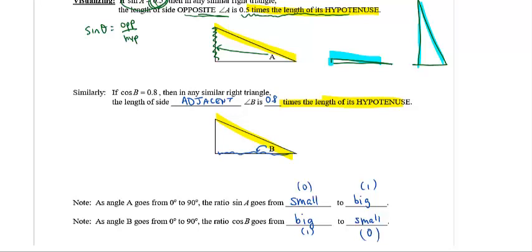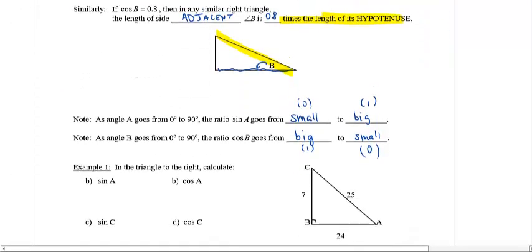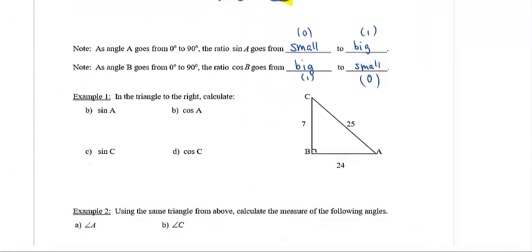Alright, if you get this, I'm really proud of you. Now, I'd like to see if you can apply it. So in example number 1 here, I've given you a triangle with all 3 lengths shown. Can you actually calculate the following things? Sine A, cosine A, sine C, cosine C.